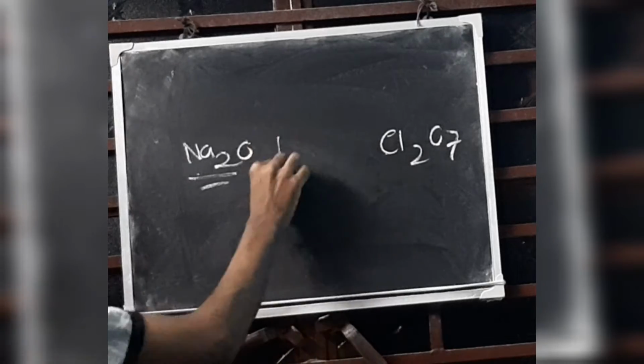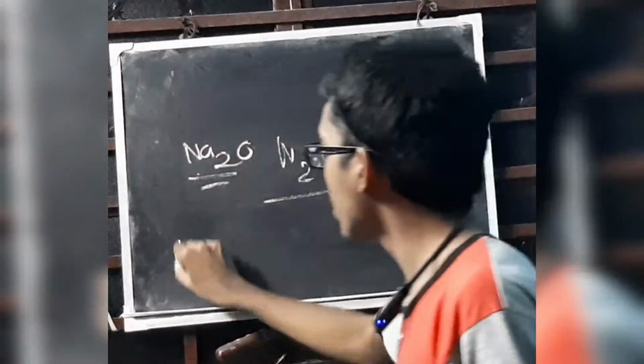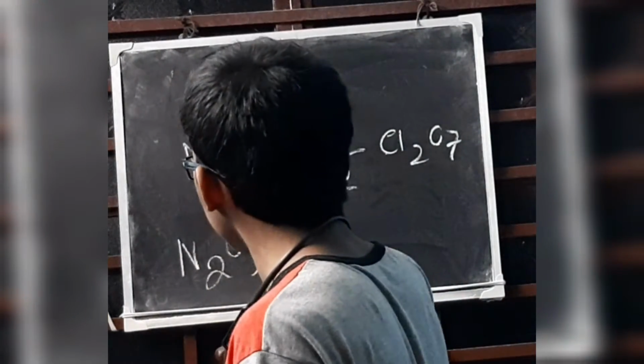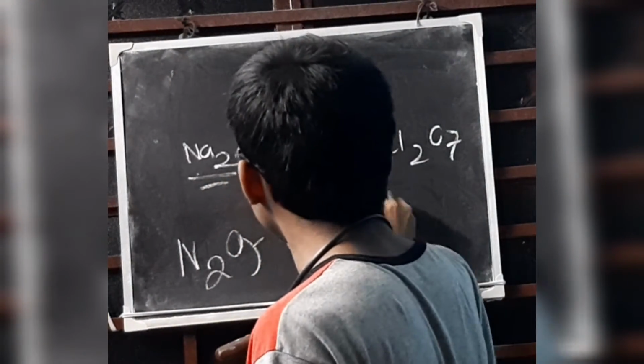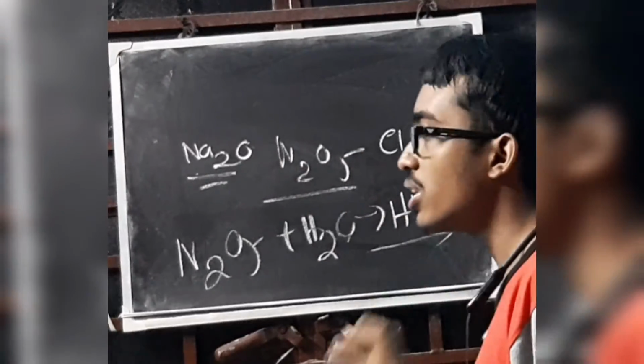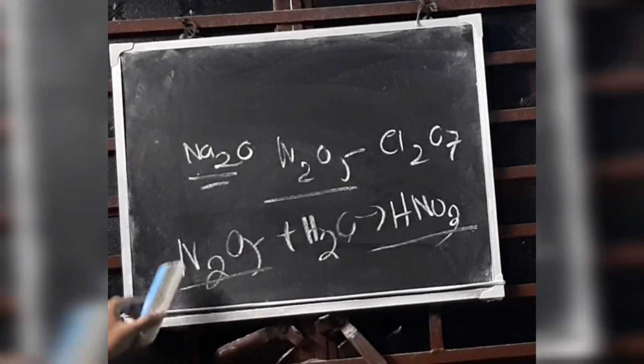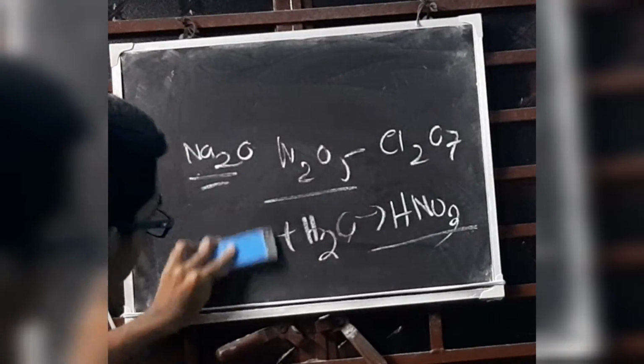For example, let's take something in between, N2O5. N2O5 is an acidic oxide. You already know the reaction: N2O5 when reacted with water will give you HNO3. HNO3 is an acid, so this is the acid anhydride of it. So that means this is an acidic oxide.